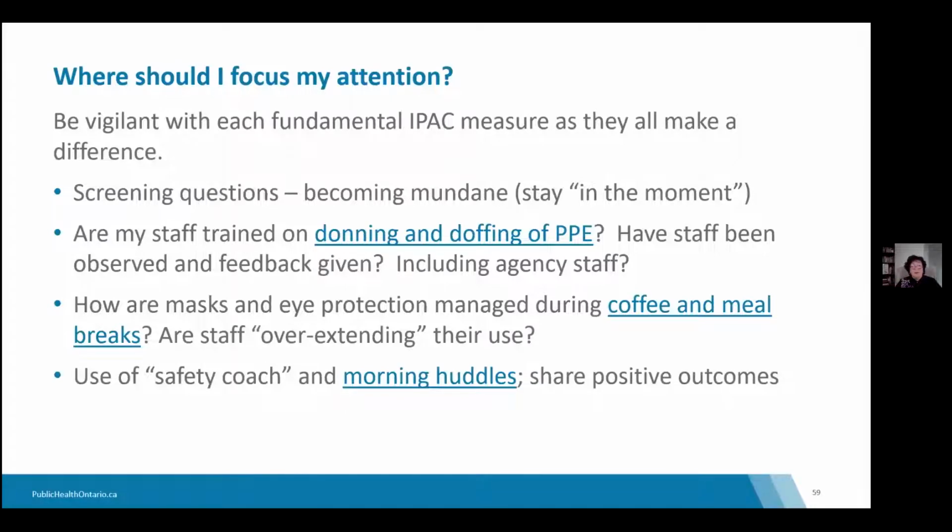Safety coaches and morning huddles have been found to be very effective. And sharing positive outcomes is really helpful as well. Next slide.